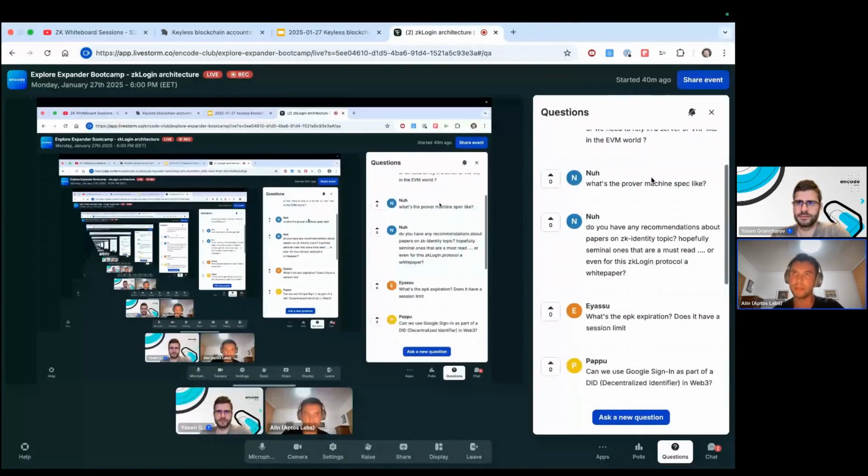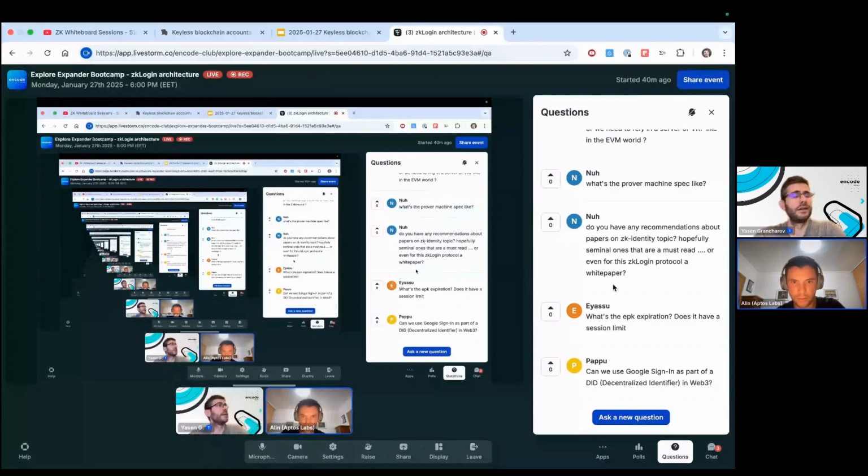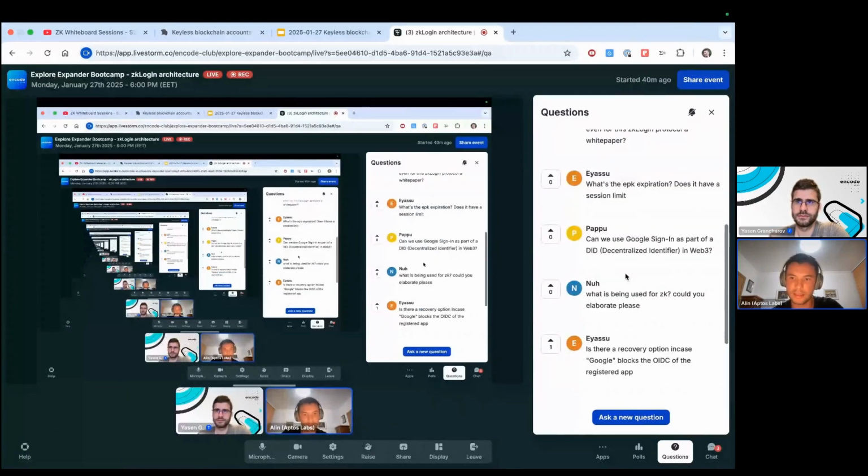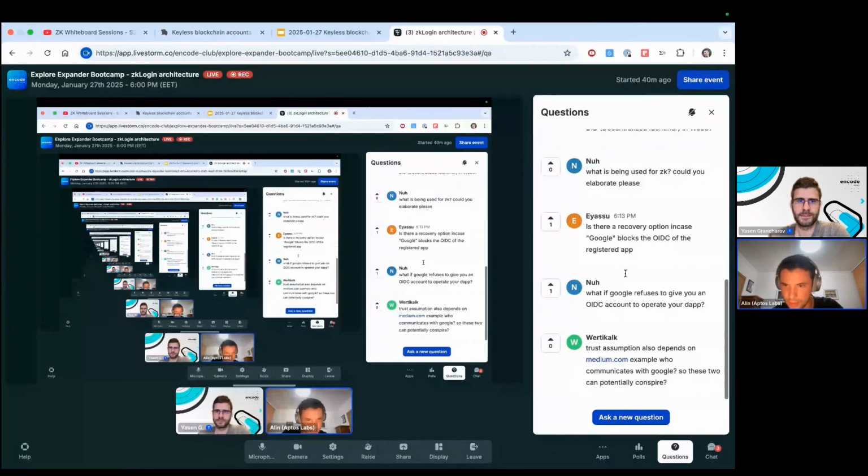What's the prover machine spec like? I think it's a T2D with 32 cores on GCP, and I believe the proving time is 1.6 seconds on that machine. Around 400 milliseconds are spent doing witness generation, and the rest is spent doing actual proof computation. What's the EPK expiration? Does it have a session limit? We already answered that. And the rest, I guess we already answered? Yeah. Correct.